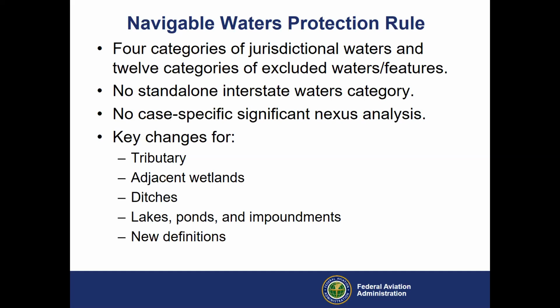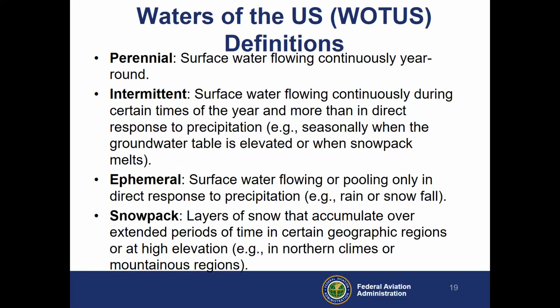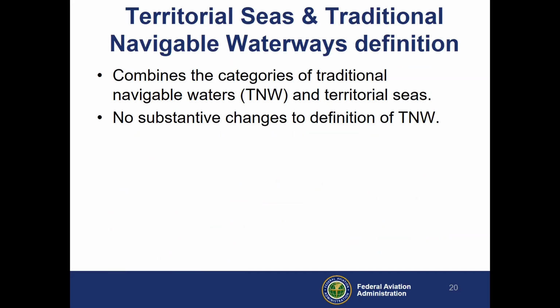I'll talk about a few of the definitions here. Pretty much reading them here. Perennial streams: surface water flowing continuously year-round. Intermittent: surface water flowing continuously during certain times of the year and more than in direct response to precipitation. Ephemeral: surface water flowing or pooling only in direct response to precipitation. And lastly, snowpack: layers of snow accumulating over extended periods of time. This definition of territorial seas and traditional navigable waters, really there's no substantive changes, so proceed as is.